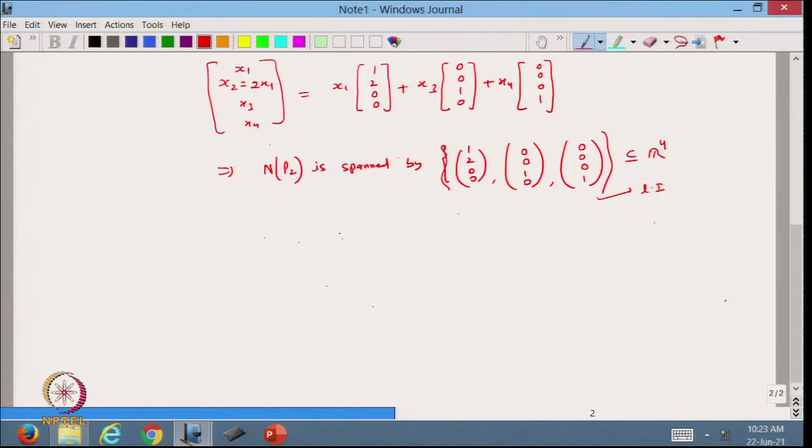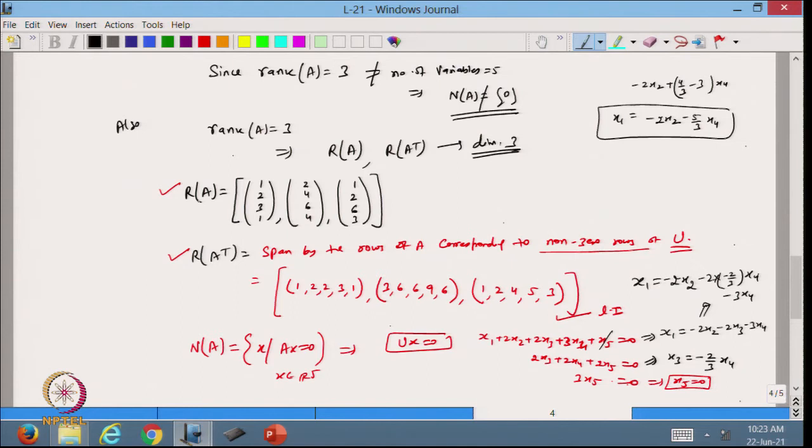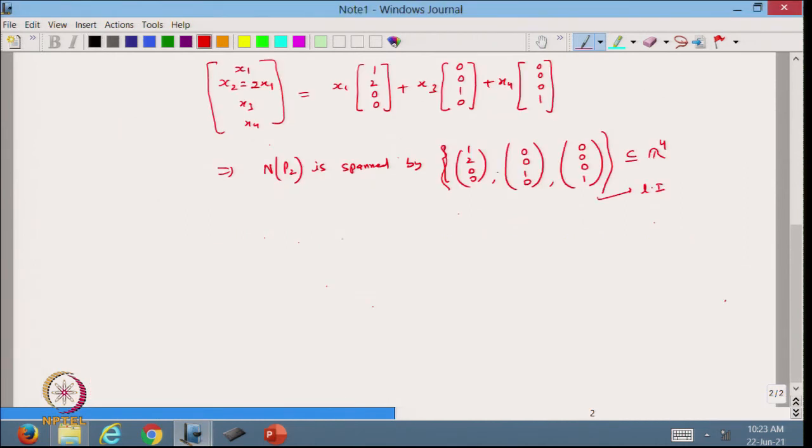Now if you see from here, in this case my range space of A is spanned by the elements (1, 2, 3, 1), (2, 4, 6, 4) and (1, 2, 6, 3), but there are 3 vectors and they are linearly independent. The same thing is coming here, only we have the same number of vectors, but these vectors are not the same as what we got in the range space of A. So in this case we can say that the basis vectors have changed, but the dimension is the same.